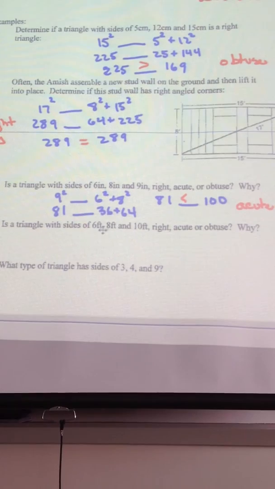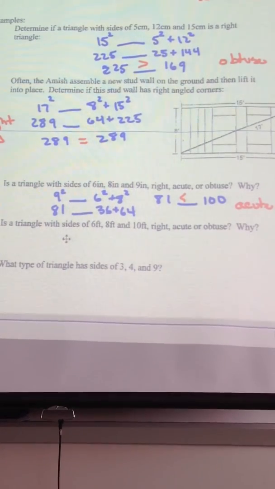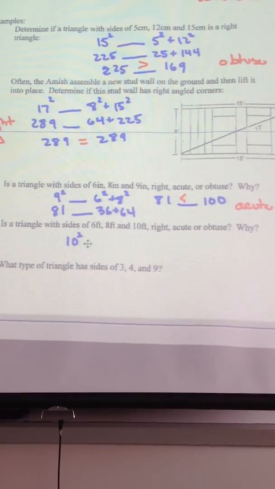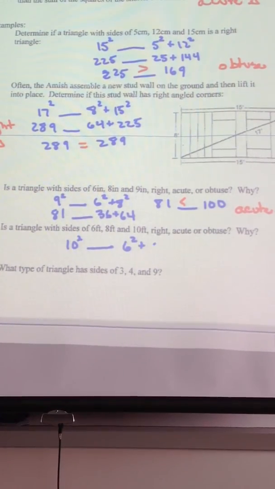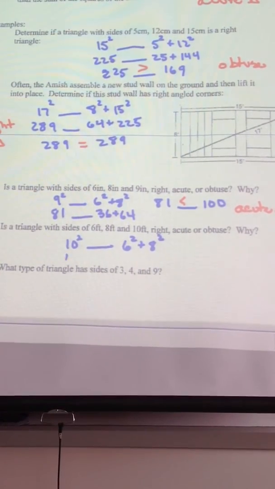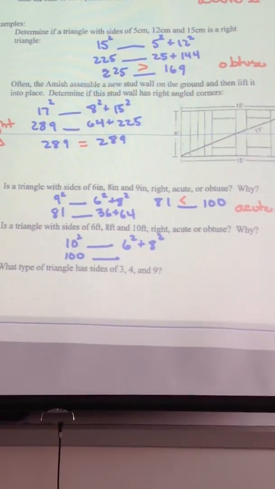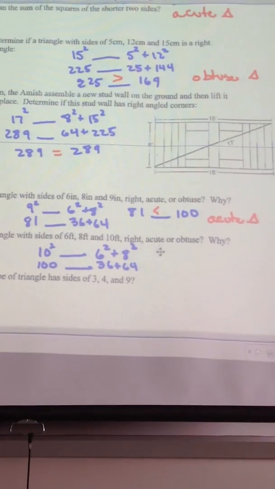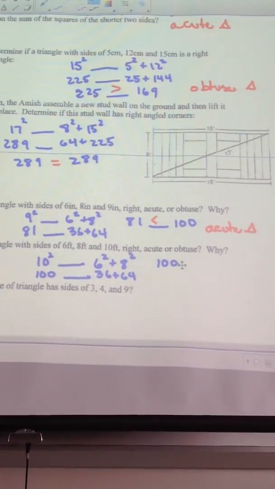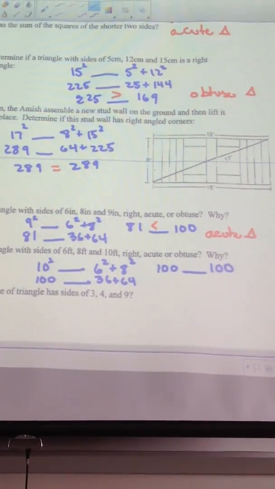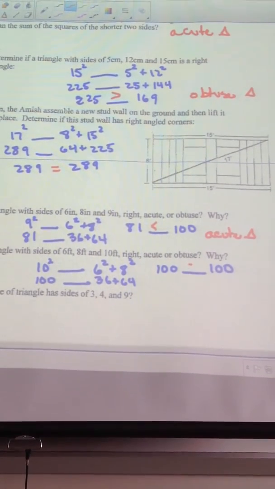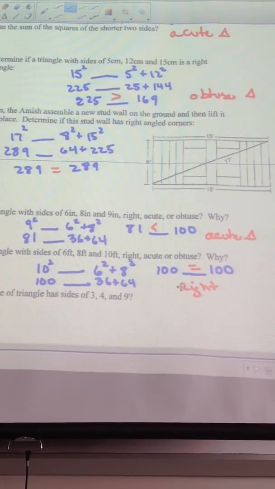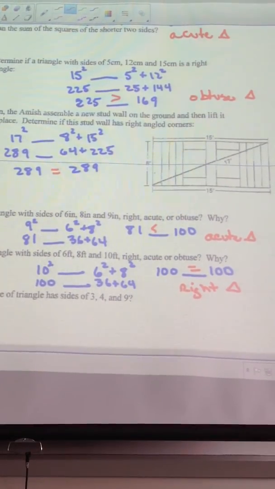In the next example, I have 6, 8, and 10, so I will take the longest side, 10, and I will square that and compare it to 6 squared plus 8 squared, which means 10 squared is 100. I'm comparing that to 36 plus 64, and that means I end up comparing 100 to 100, which comes out to be equal. If they come out equal, then I definitely have a right triangle because the Pythagorean theorem actually worked.